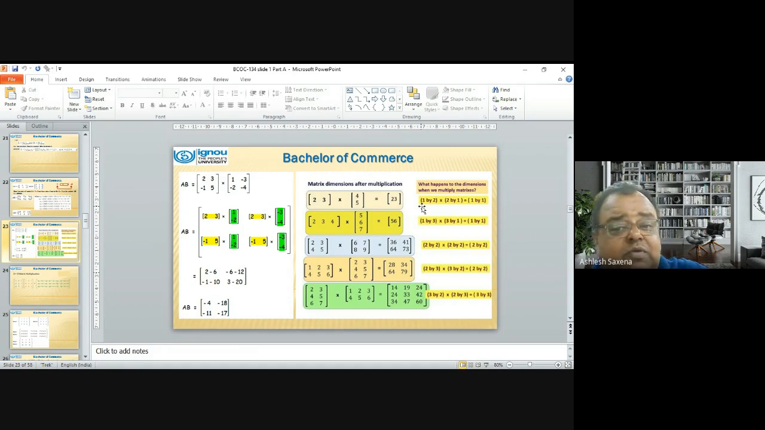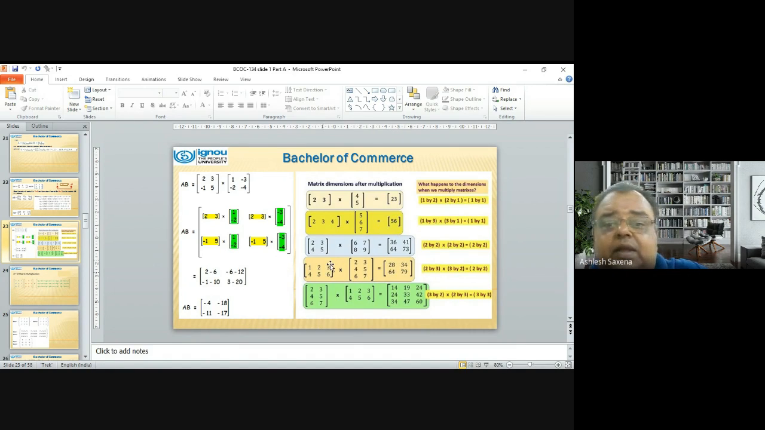Then we move to a matrix of 1 by 3. We multiply by a 3 by 1 matrix. Again, we are going to get a number, because 1 by 1 is a number. 5 multiplied by 2 is 10, plus 3 into 6, 18, 18 plus 10 is 28, and 28 plus 28 is 56.